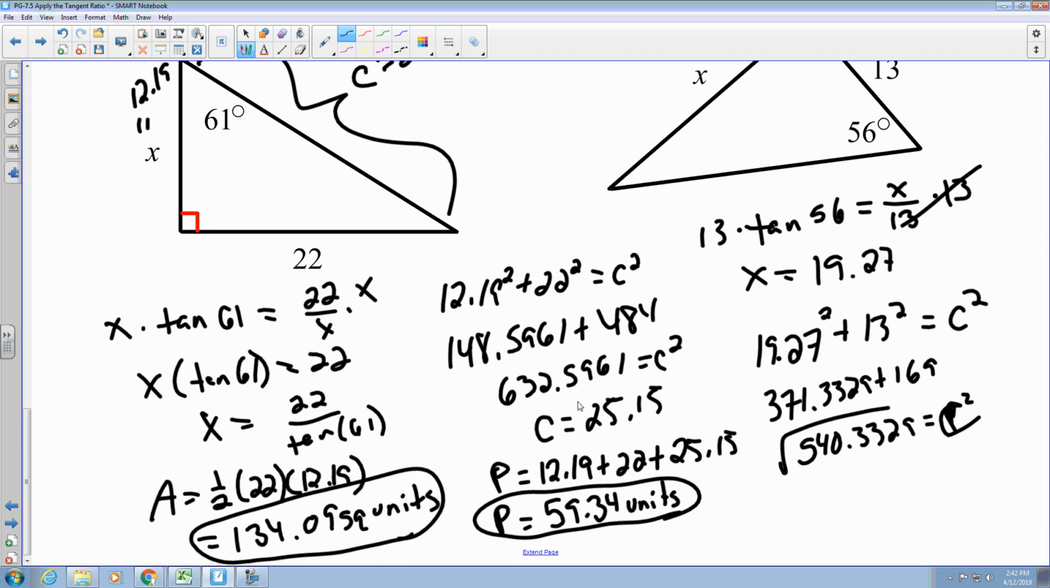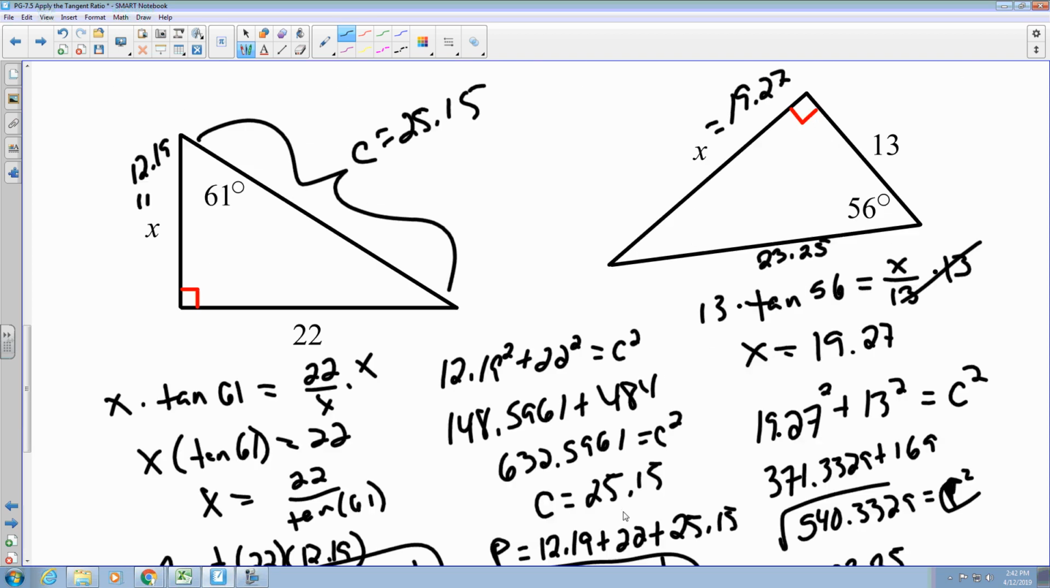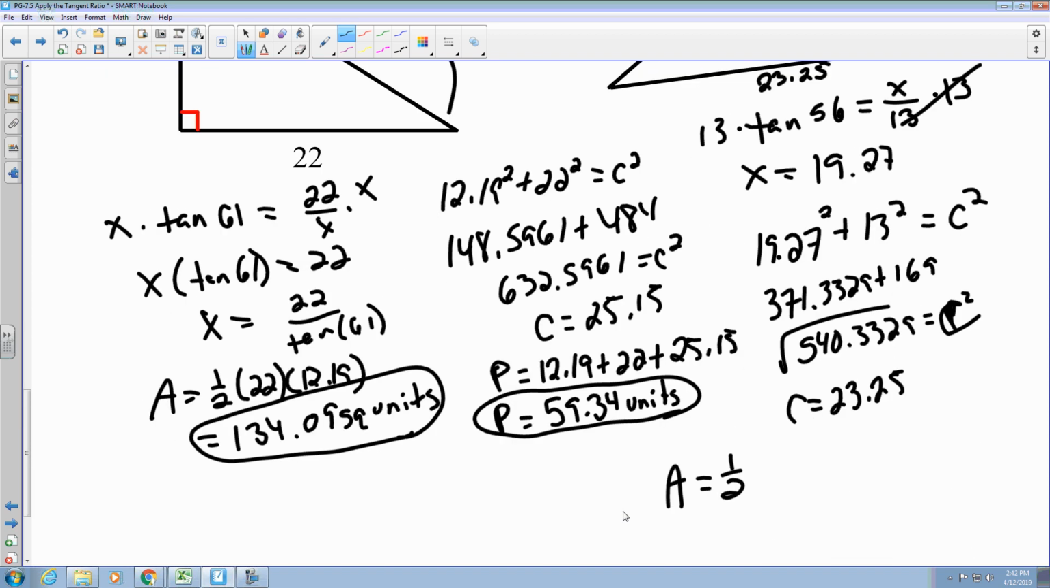Take the square root of both sides. So the square root of 540.3329 is about 23.25. So now I have all the information we need to write perimeter and area. So I go over here. Area equals 1/2. I'm going to say the base is 19.27 times the height, which is 13.